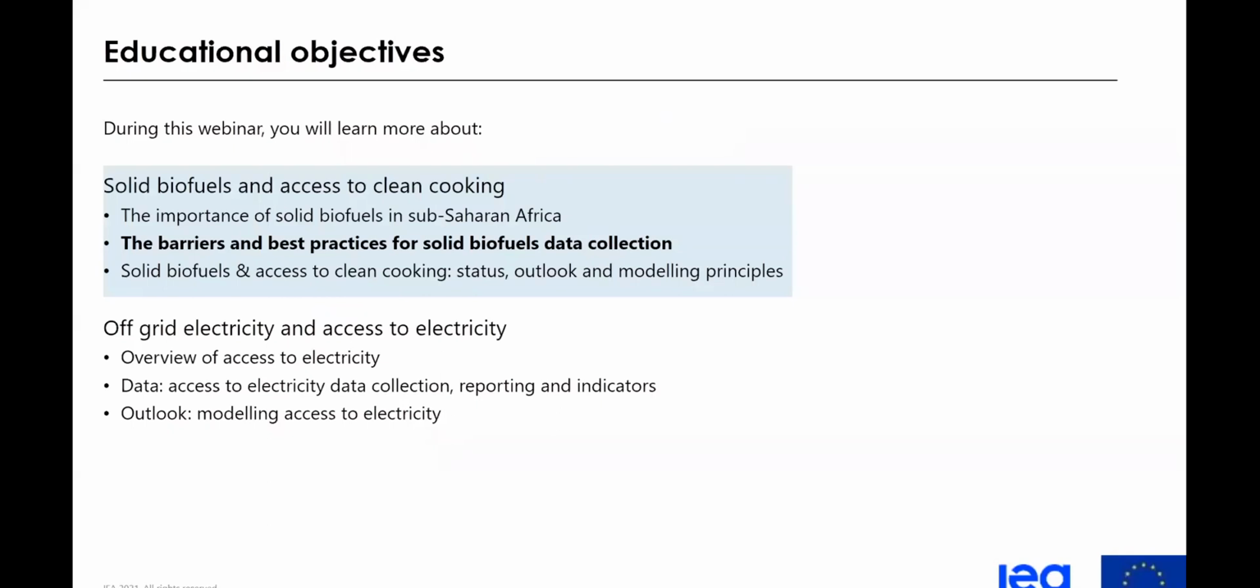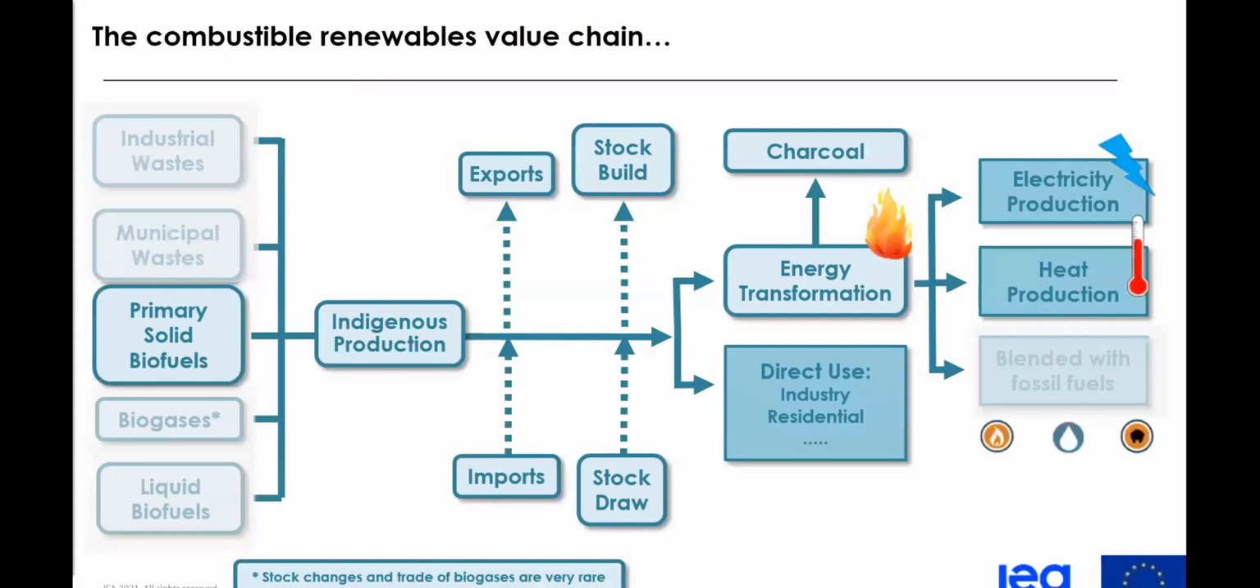Now, let us move to the second point, on the barriers and best practices for collecting solid biofuels. For biofuels, if we focus on primary solid biofuels, we see that all the products are combustible energy commodities which can be traded and stocked. The consumption of these products will be either as a transform to secondary product, or as blended to the other sources, or used directly in an end-use application.